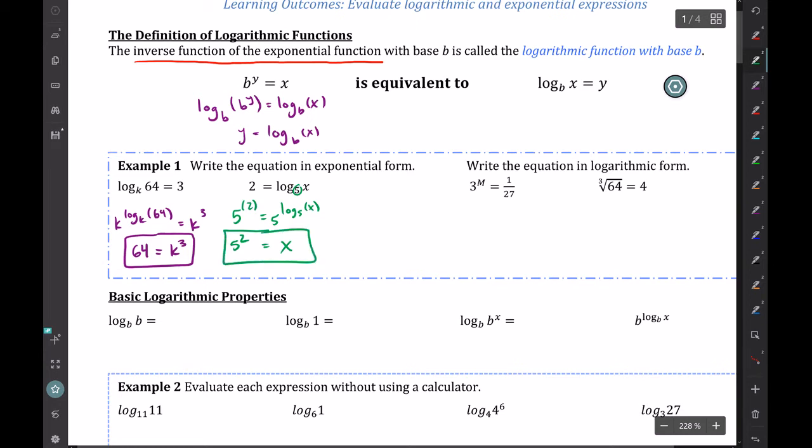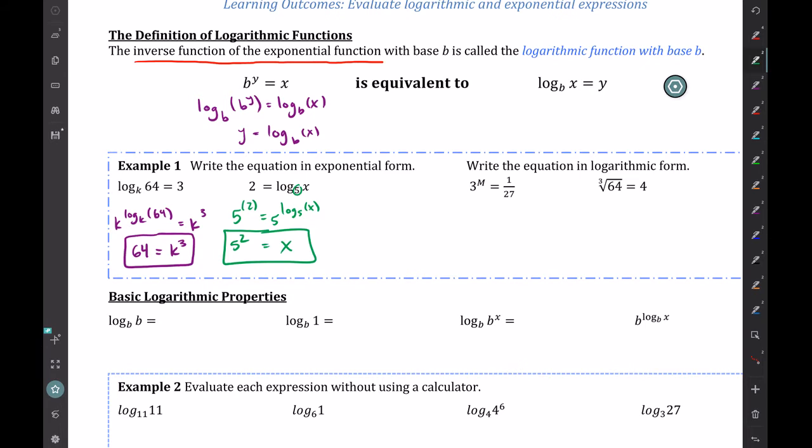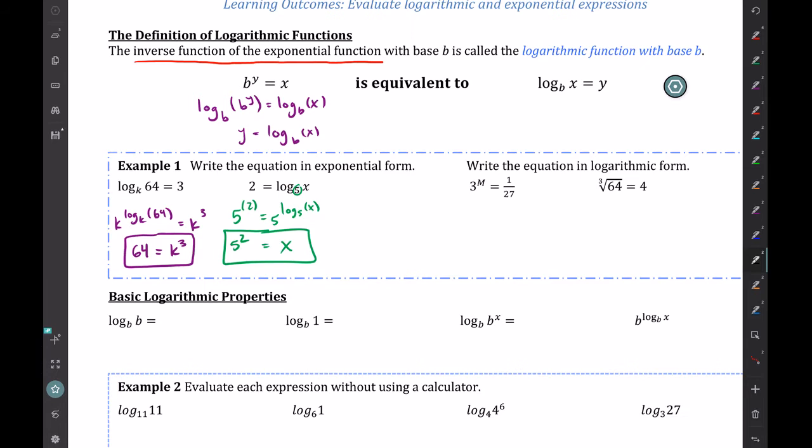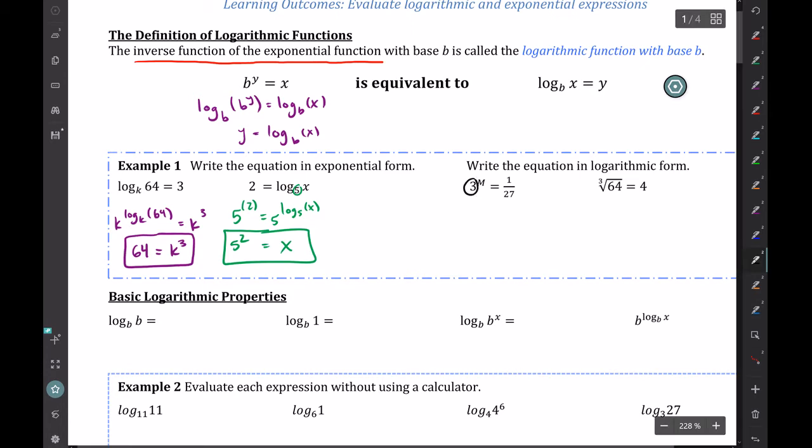Okay, now if you give me an exponential equation like 3 to the m equals 1 over 27, then I can write that as a logarithmic function by taking log of both sides. And in this case, I'm going to take log base 3, because here I have an exponential expression with a base 3. So I'm going to take log base 3 of 3 to the m equals log base 3 of 1 over 27. So then I would get something like m equals log base 3 of 1 over 27.